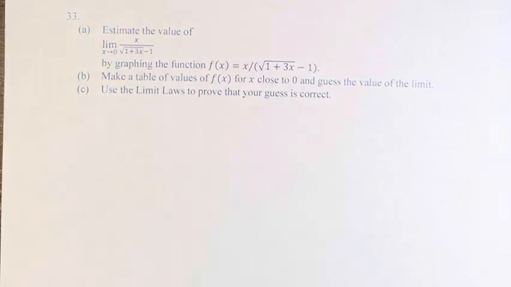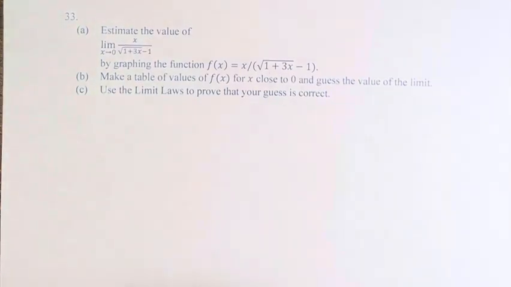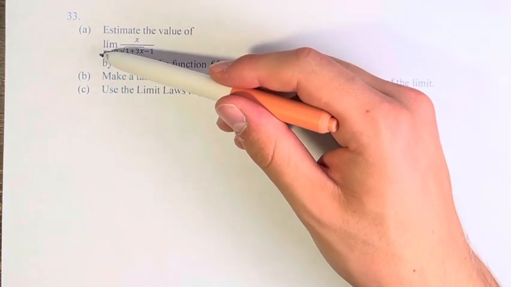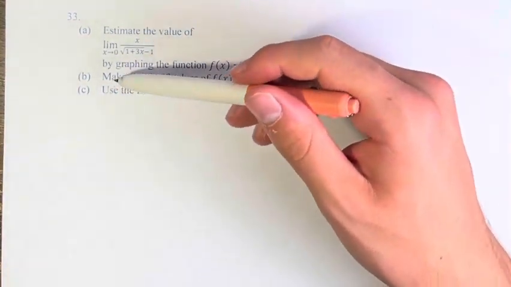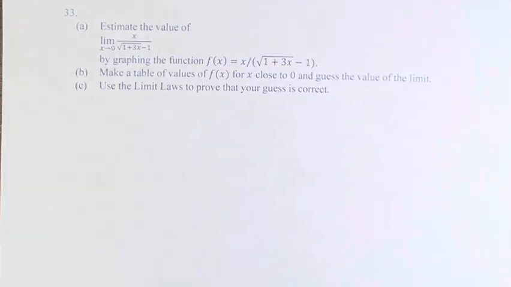Hello and welcome back to another video. In this problem, we're looking to estimate the value of the limit as x approaches 0 of x over the square root of 1 plus 3x minus 1 by graphing the function in the xy plane.